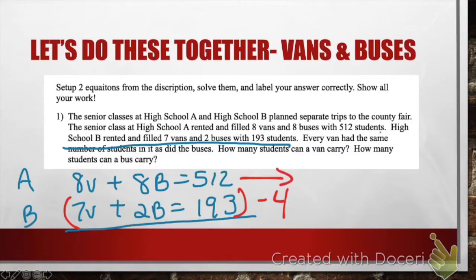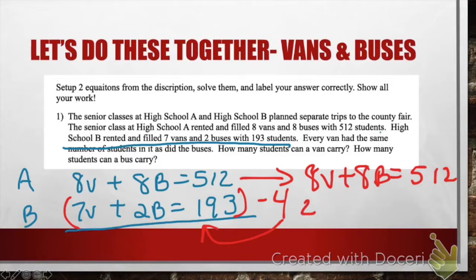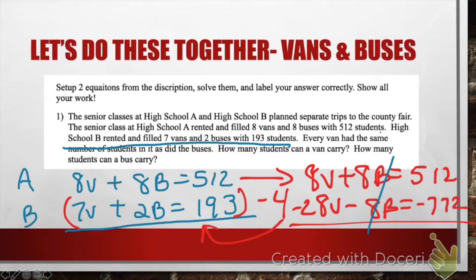So I'm going to move this one over, and I'm going to say 8v plus 8b equals 512. And I'm going to multiply the 4 to everything on that side. So I'll have negative 28v minus 8b equals negative 772. Now these will cancel. I'm running out of room here, so we're going to have to make some room.